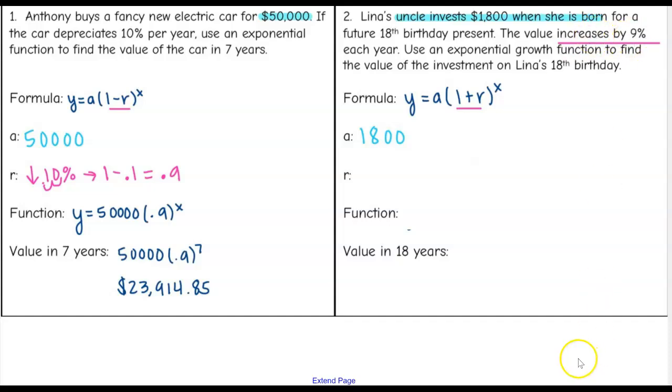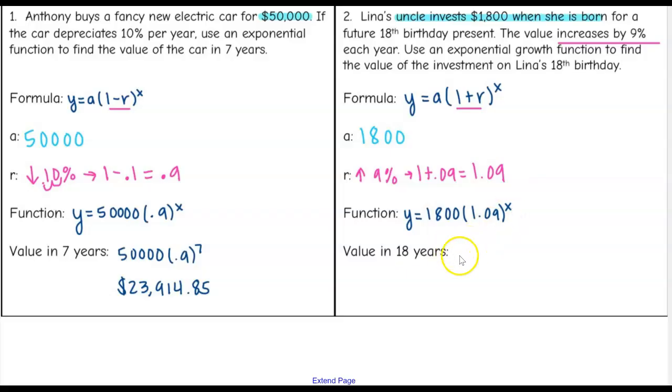Okay, it increases by 9%. So it goes up 9%. So you take the 9, you convert it to a decimal, moving it 2 places to the left. That's going to make it 0.09. We plug it in, we got 1 plus 0.09, so it goes up. So it's going to be 1.09. All right, so now we got our function: y is equal to 1,800 times 1.09 raised to the x.